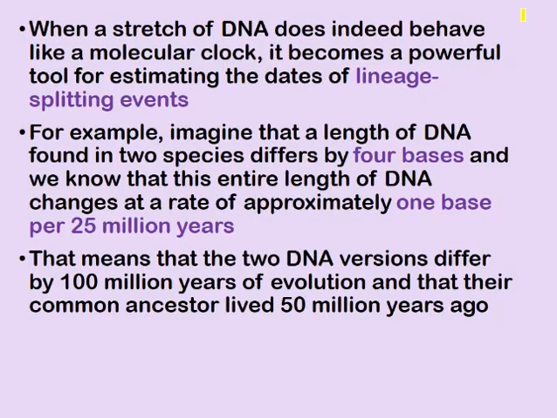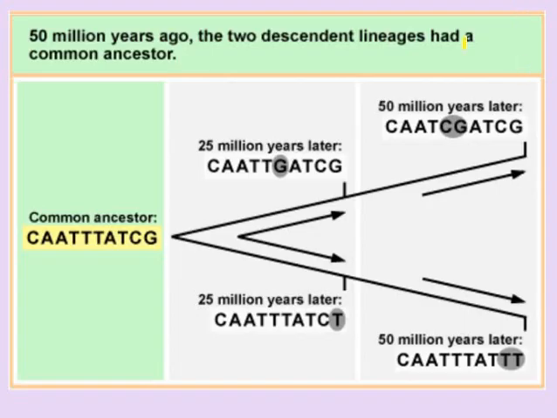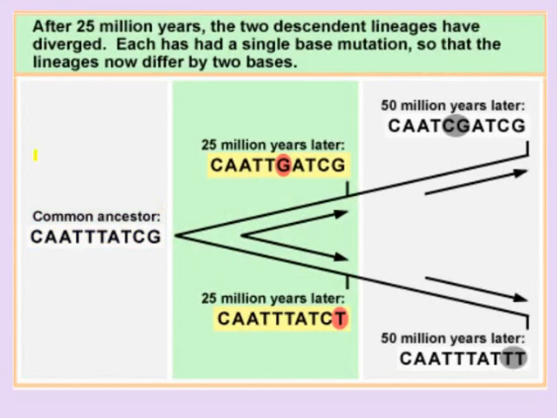Now I'll show you this as a diagram. Let's imagine that 50 million years ago we had a common ancestor, and this was their DNA sequence here that we're focusing on. After 25 million years, the 2 descendant lineages have diverged. Each of them has had a single mutation. So here we've gone from T to G, and here we've gone from that G to a T. Okay, so there's 1 base mutation every 25 million years, which is what happened for this lineage, and it's also happened for this lineage there.